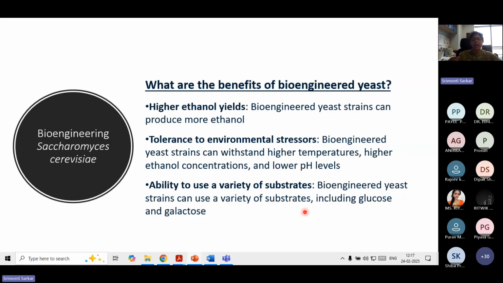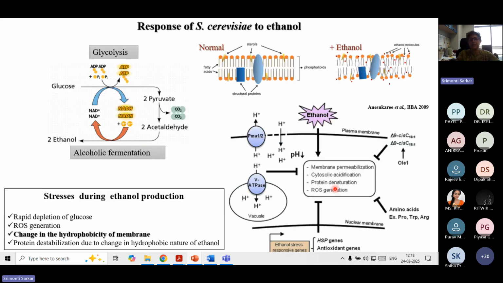And again, you can bioengineer yeast so that it has the ability to use a variety of substrates, as I was talking about, by introducing new pathways. So using synthetic biology to create new yeast strains that can use a wider variety of substrates besides just glucose and galactose. So now let's briefly try to understand why ethanol is actually causing stress in the cell.